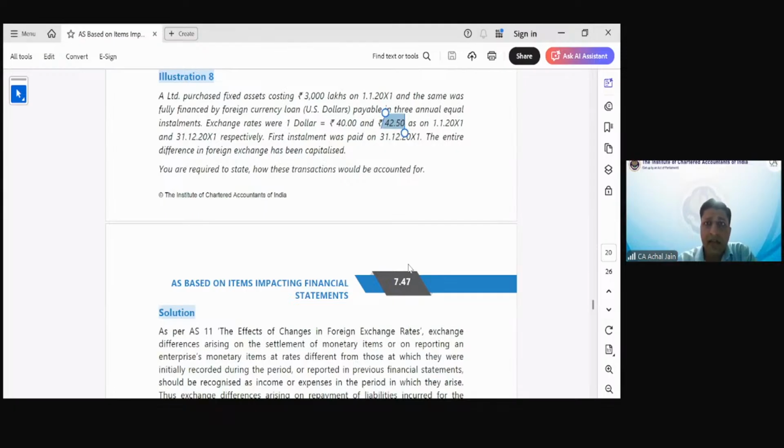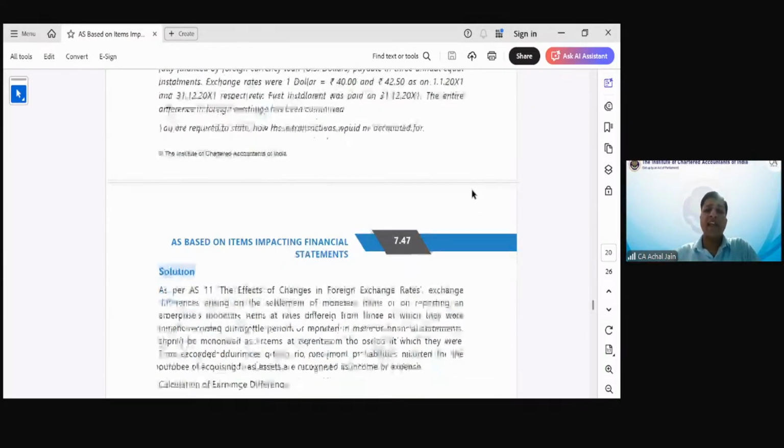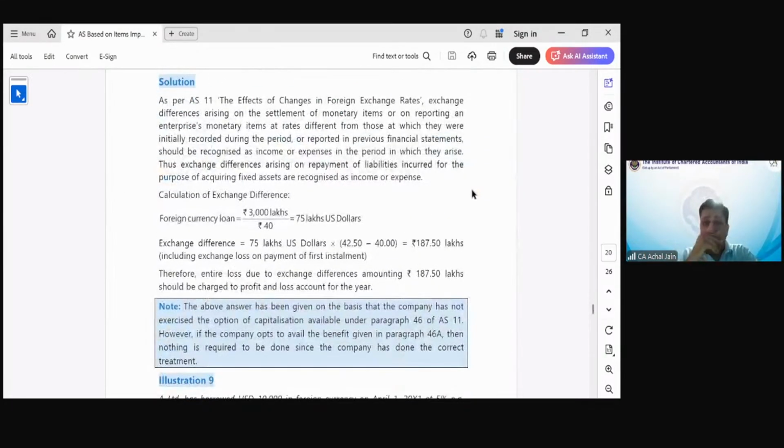Yes or no? So when you restate that, now it's a foreign currency denominated monetary liability. So that's why it will have to be restated at 42.5. So if you restate at 42.5, what do you get? Exchange loss, 187.5 lakhs.